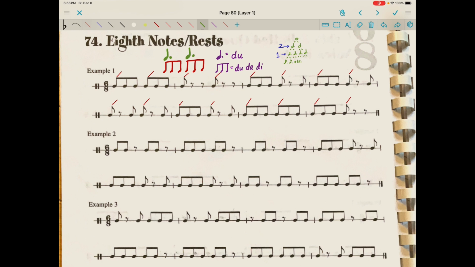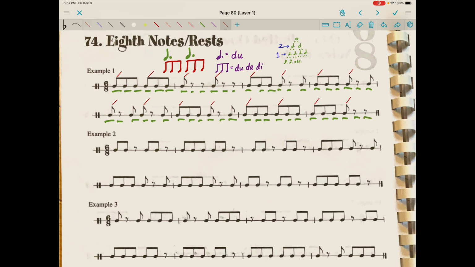Now I'm going to clap my big beat. Ready, clap. Ready, speak. Do, da, dee, do, da, dee, do, do, do, da, dee, do, dee, do, da, dee, do, dee, do, dee, do, dee, do, da, dee, do, dee, do, da, dee, do, da, dee, do, da, dee, do.